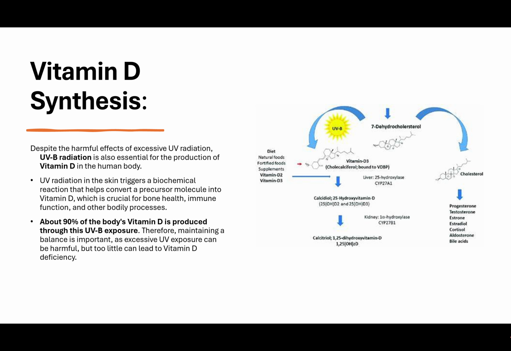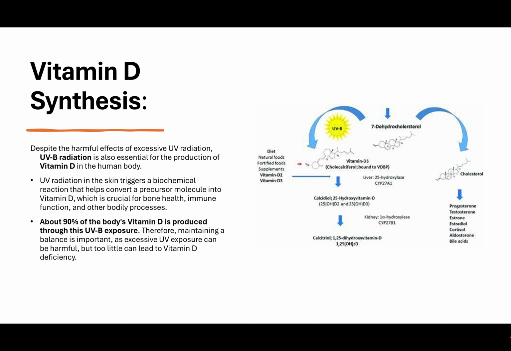Vitamin D synthesis is also affected, right? So vitamin D, which we know has something to do with the dehydrocholesterol complex, requires UVB radiation. Despite harmful effects of the excessive UV radiation, UVB radiation is essential for the production of vitamin D in the human body. UV radiation in the skin triggers a biochemical reaction to help convert a precursor molecule into vitamin D, which is crucial for bone health, immune function, and other bodily processes.